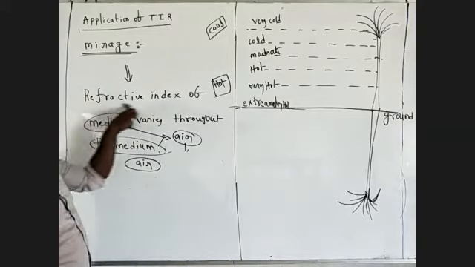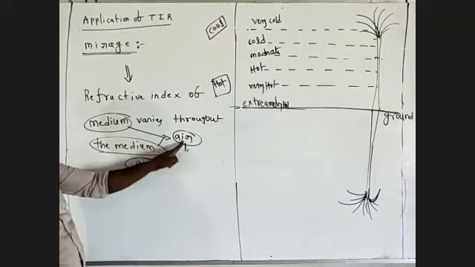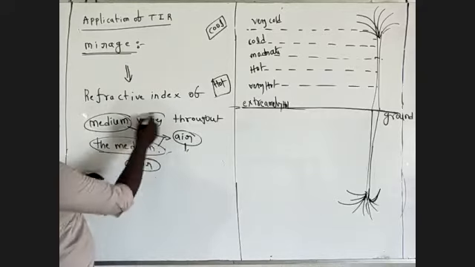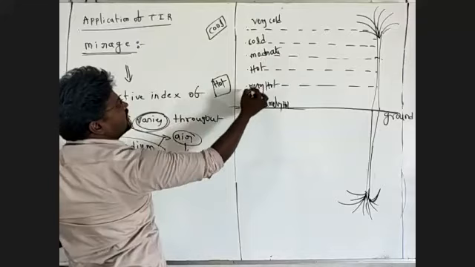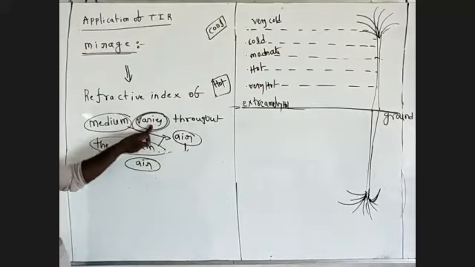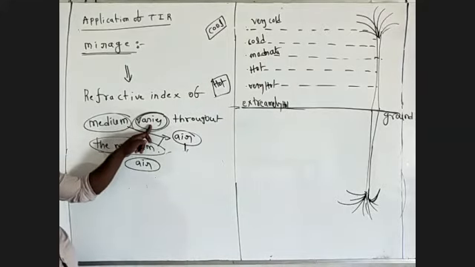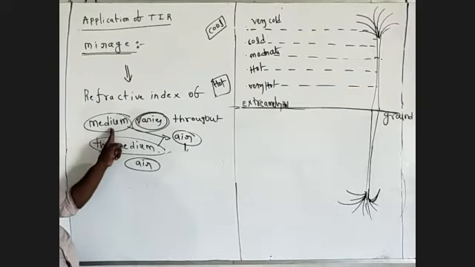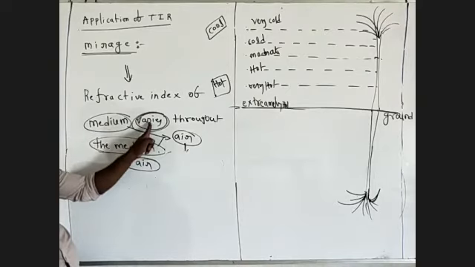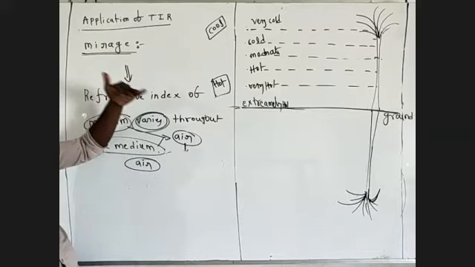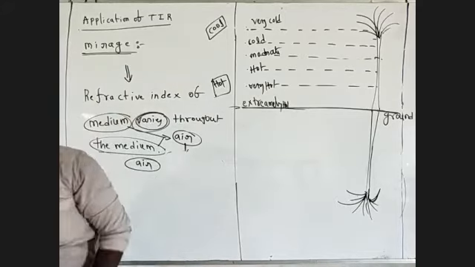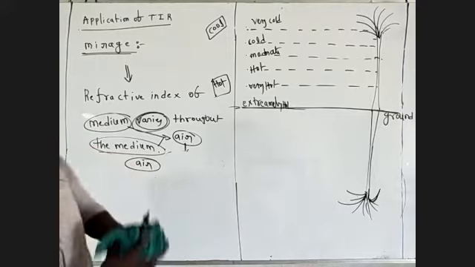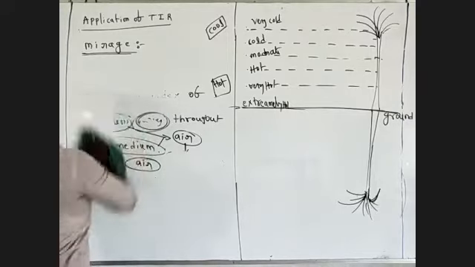Now you will see the refractive index of the medium. Medium means air. Air varies: very cold, cool, moderate, hot, very hot, extremely hot, like this. Now you will see what will happen in this situation.